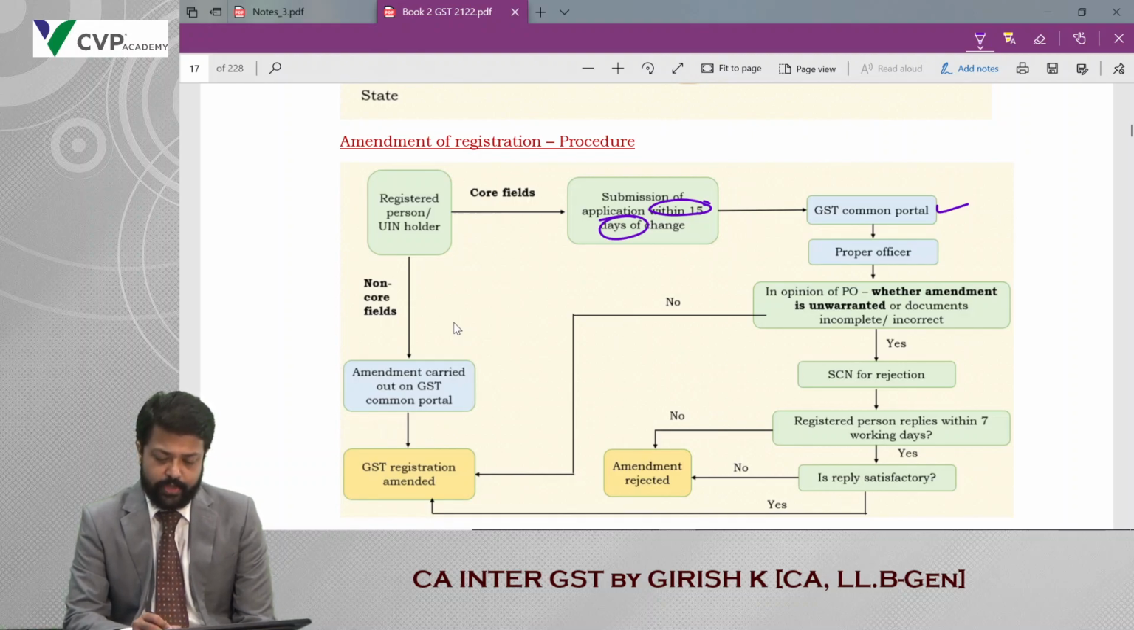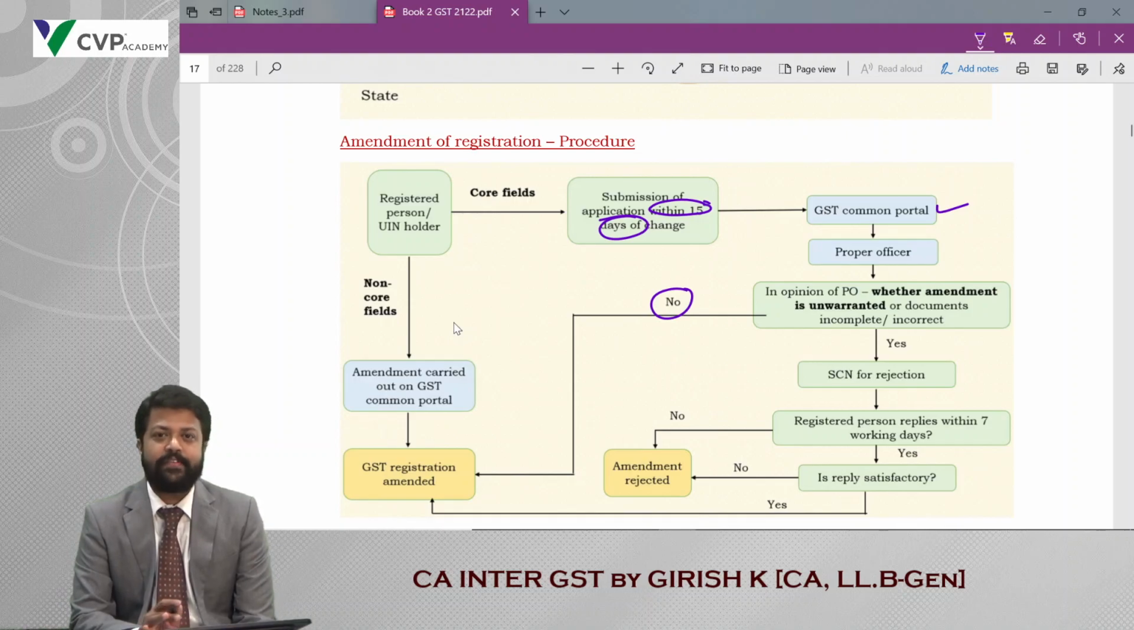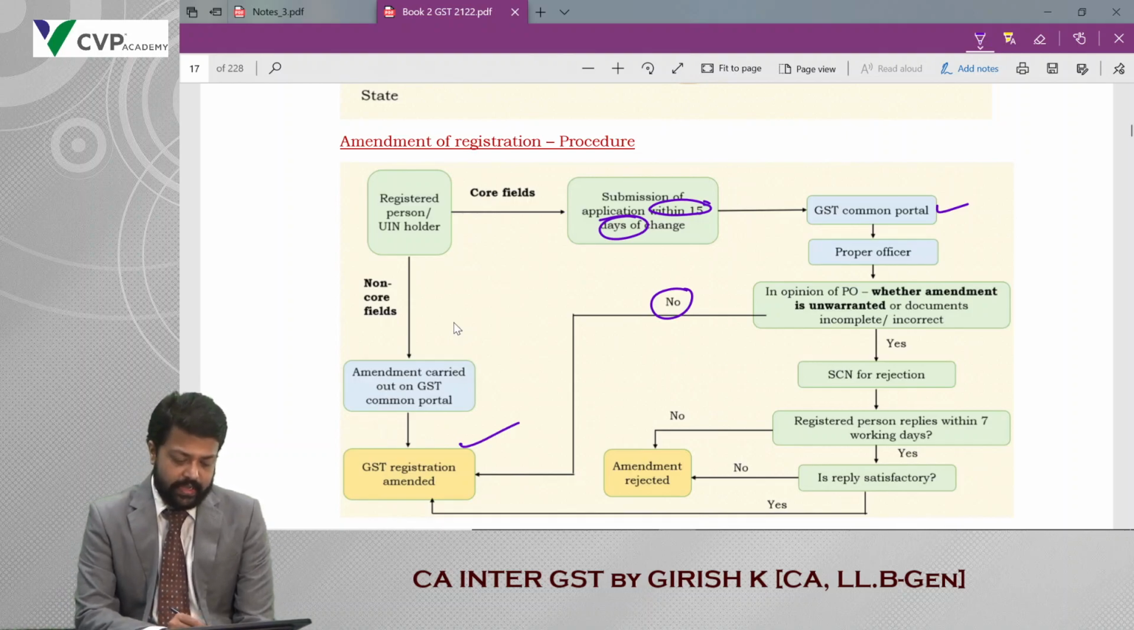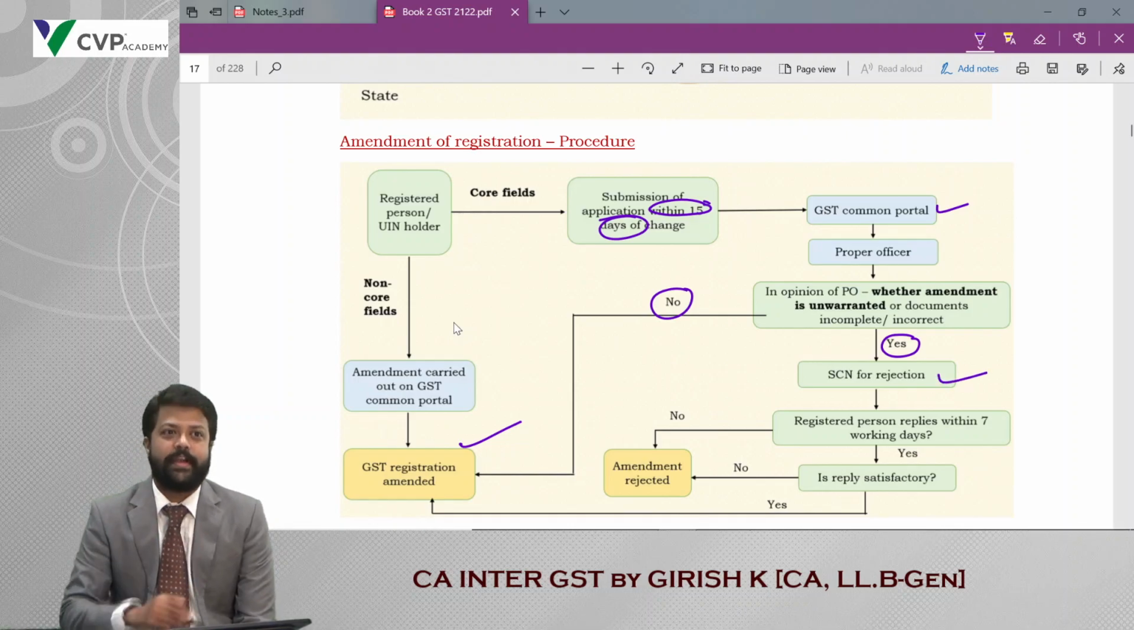In the opinion of the proper officer, if the amendment is unwarranted, meaning the amendment is done but it was not required, or it is irrelevant, or it is not accurate, or it is inappropriate, or the documents are incomplete or incorrect. If that is not the case, meaning everything is proper, then he will grant the amendment. If that is the case, meaning the registration was inappropriate or the documents are not sufficient, then he will issue a show cause notice for rejection of the amendment.